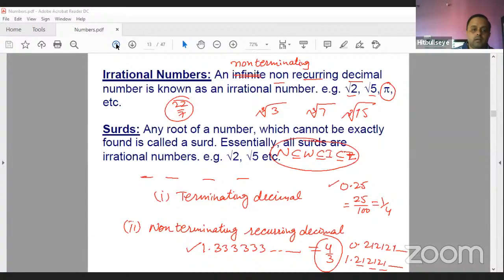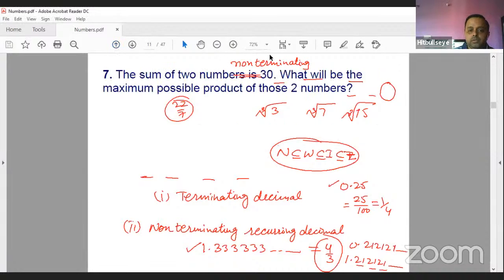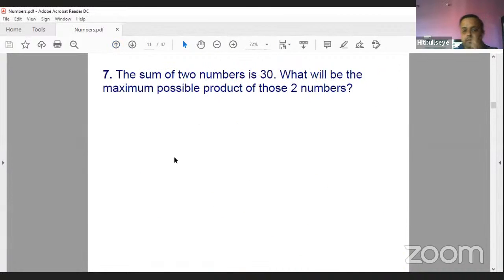Third, simply any root of a number which cannot be exactly found is called irrational. Now let us come to the questions, these two questions which we left in between the definitions. Sum of two numbers is 30. What is the maximum possible product for these two numbers? You need to find the maximum value of the product.